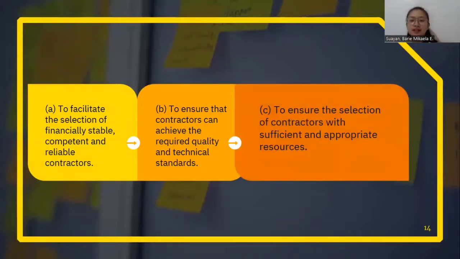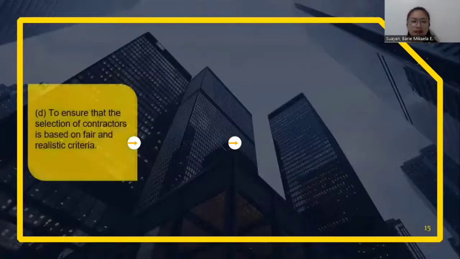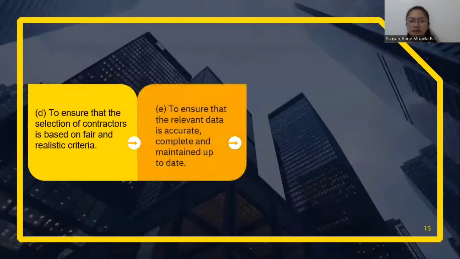C. To ensure the selection of contractors with sufficient and appropriate resources. Then D. To ensure that selection of contractors is based on fair and realistic criteria. As I have said earlier, the management should have objectivity and not be biased, since it could result in conflict of interest or corruption.